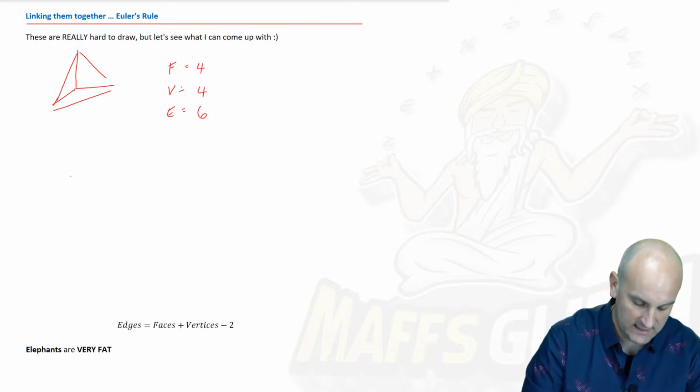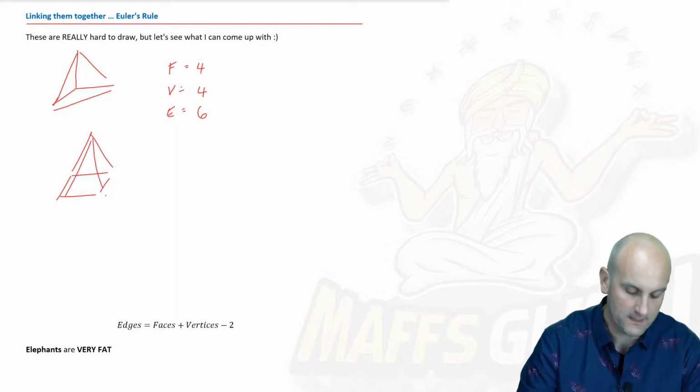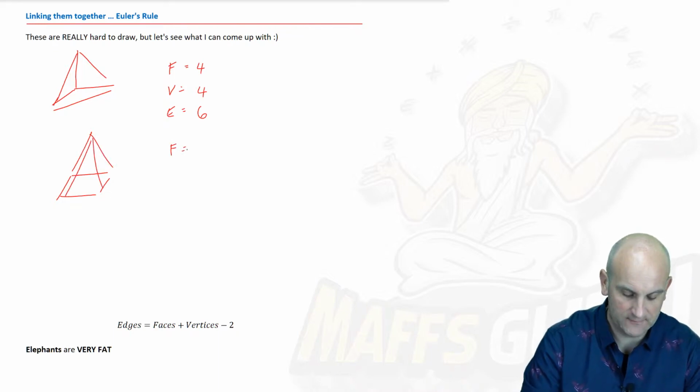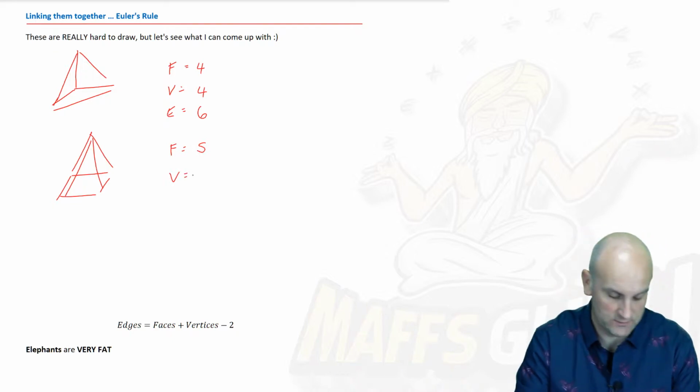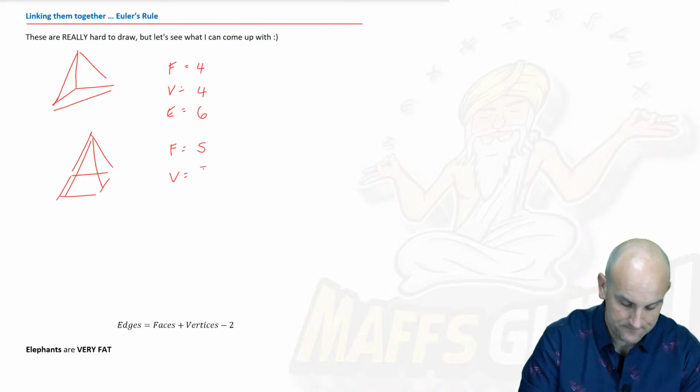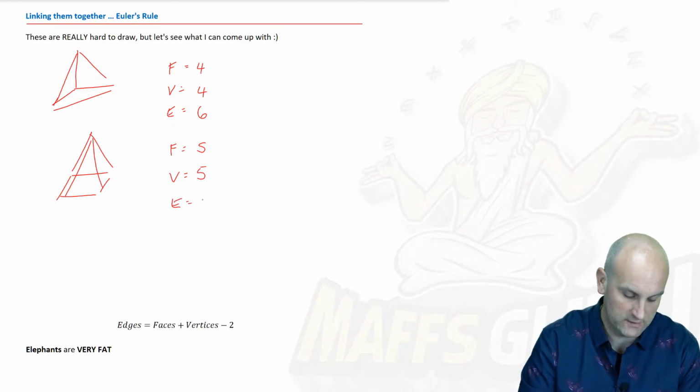What was my other shape? We had a square-based pyramid. All right, we can do that. Thank you very much. So if we look at the number of faces, how many do we have? Well, we knew there was 5. How many vertices are there? How many corners do we have? 1, 2, 3, 4, 5 again. Brilliant. And how many edges do we seem to have? 1, 2, 3, 4, 5, 6, 7, and we have 8 edges.